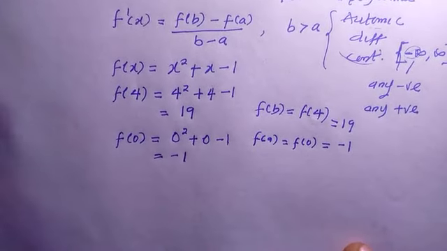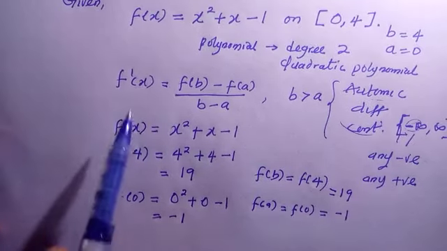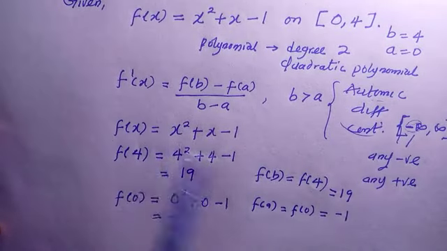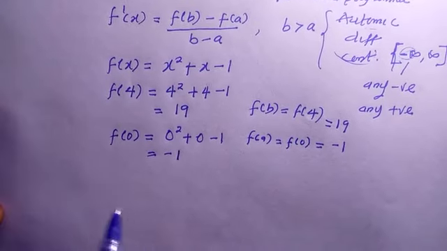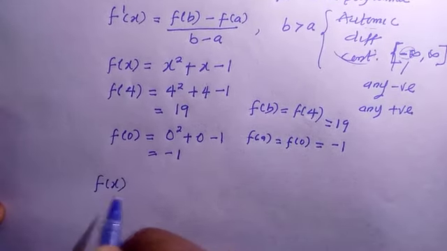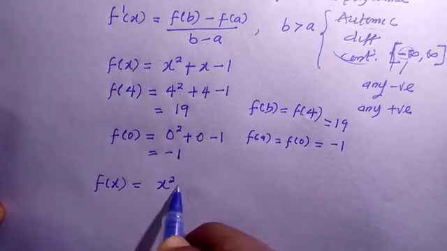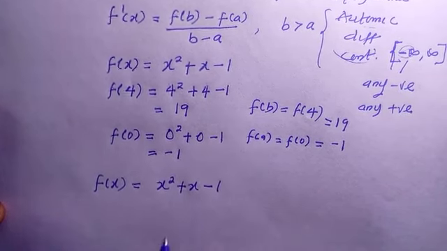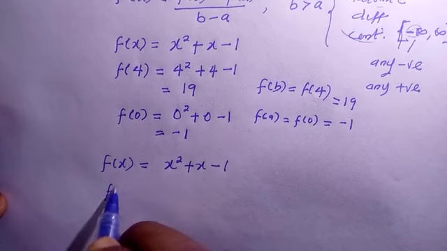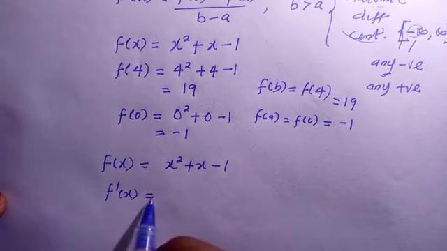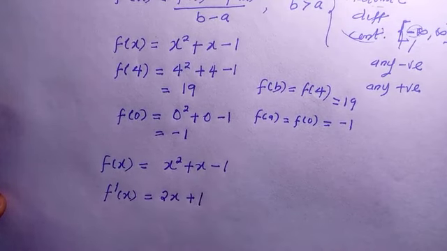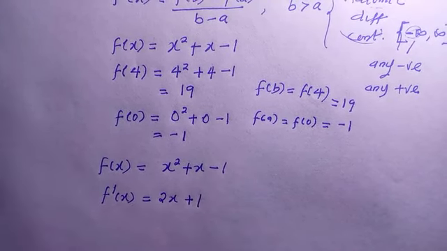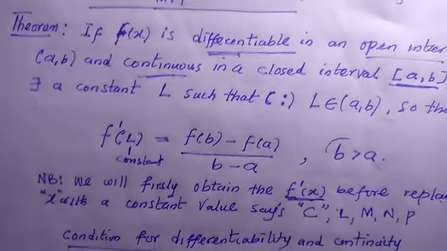And the last thing I'm going to provide here is the f prime of x, that is the derivative of the given function. You know that the given function is f of x equals x raised to power 2 plus x minus 1. If you now differentiate it, that is, we find the derivative dy dx, then we are going to have 2x plus 1, because if you differentiate x raised to power 2, we have 2x, and the differential of x is 1, and the differential of 1 is 0.